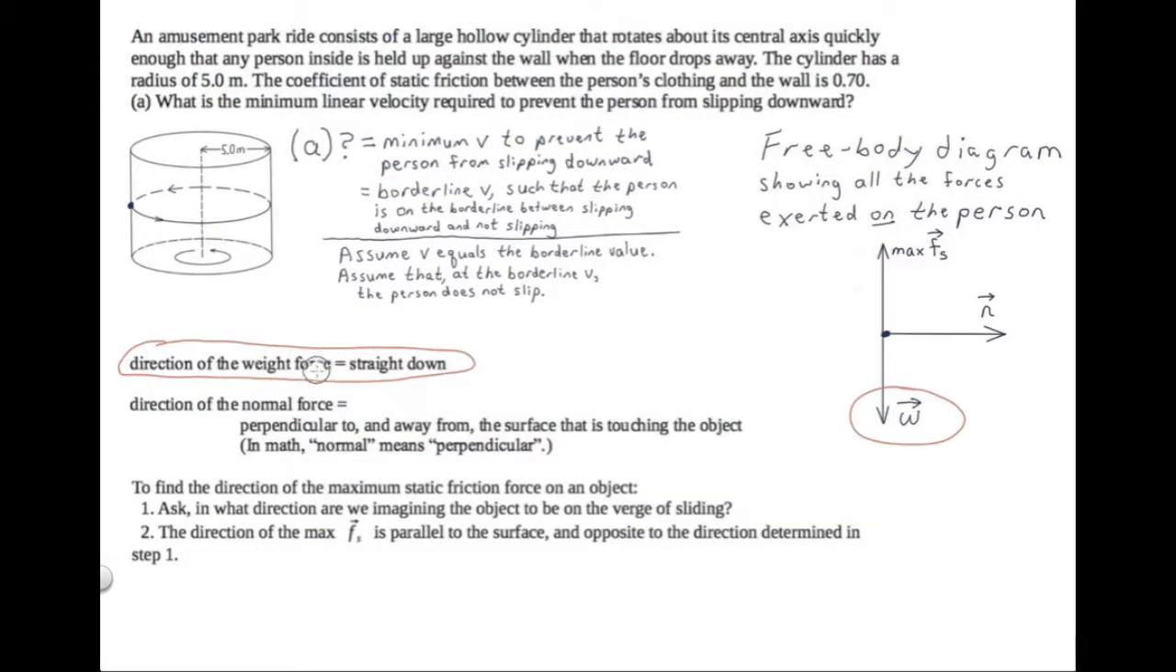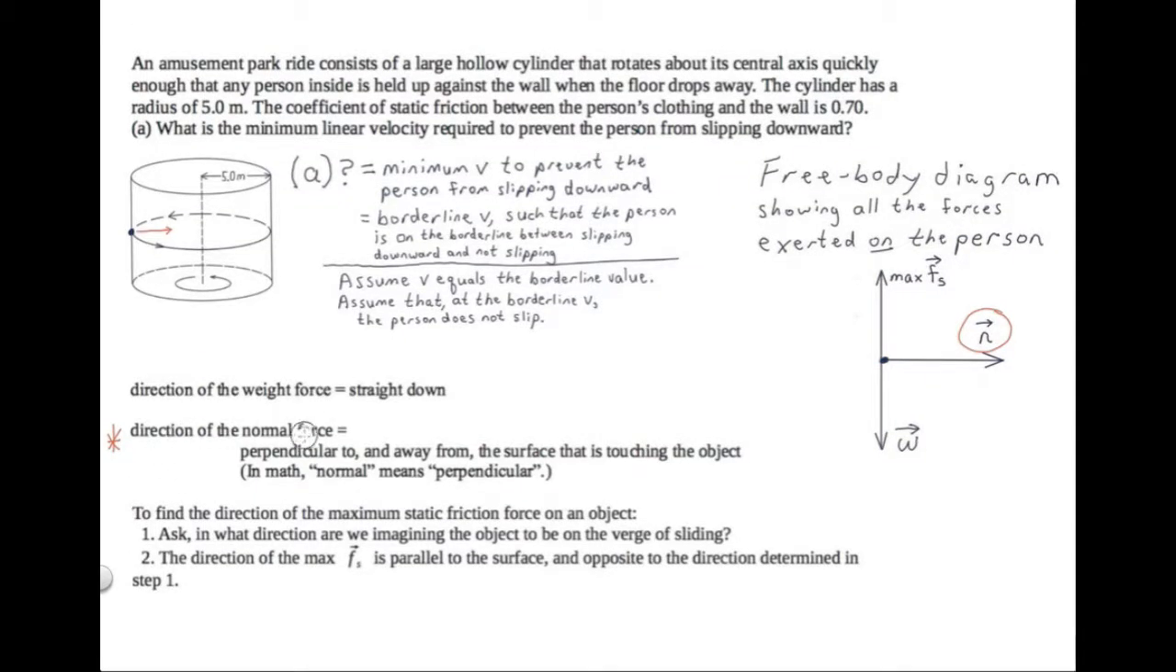The direction of the weight force is straight down. Here's the rule for determining the direction of the normal force. The normal force should point perpendicular to and away from the surface that is touching the object. So, the direction of the normal force exerted by the surface of the wall on the person should be perpendicular to and away from the surface of the wall.